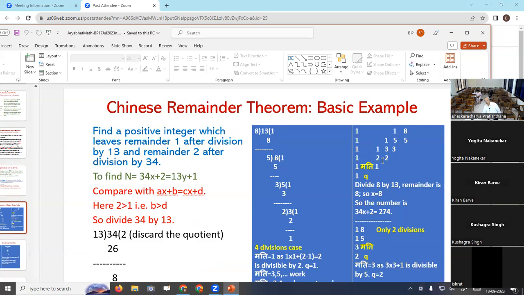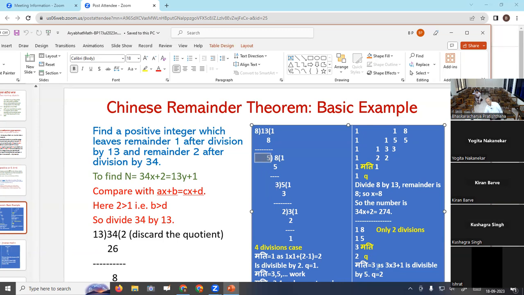So I have explained this by one example here. N equal to 35 plus 2 is equal to 13y plus 1. Now, if I had taken only the first two divisions, then the final remainder is 3 and the final quotient is 5. So these numbers are important.